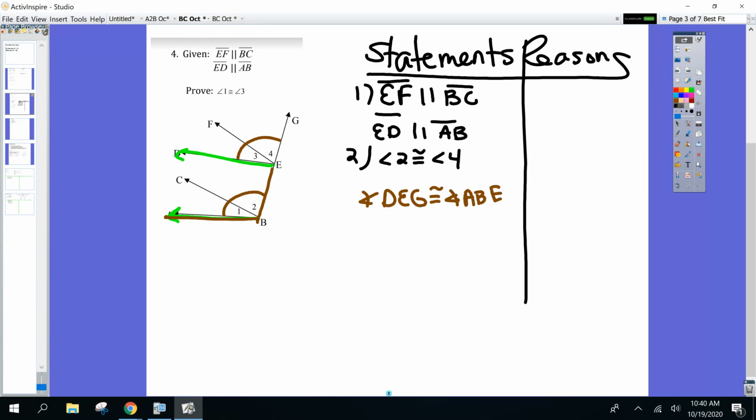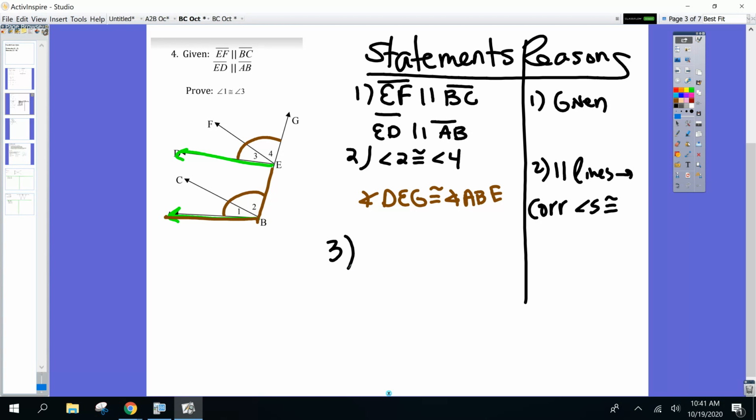And anybody know why I waited and wrote them in the same step? You don't have to, but why was it okay for me to write these 2 in the same step? Radhika, go. Because they're both using parallel lines to say that they're corresponding. They're both corresponding angles, and I'm going to use the same reason. If you had step 2 and step 3 separate, fine. Parallel lines imply corresponding angles congruent. All right, I've used all the givens.